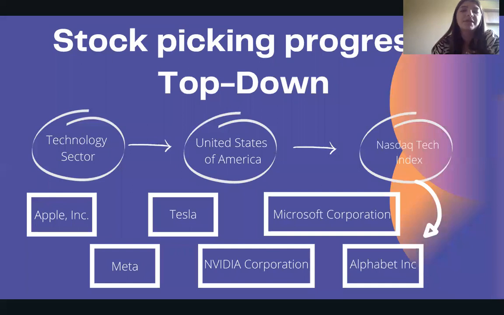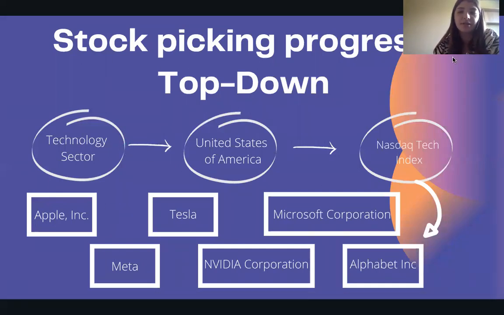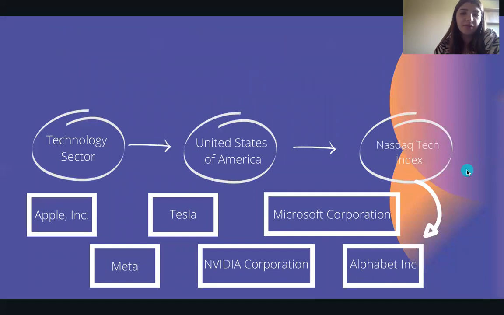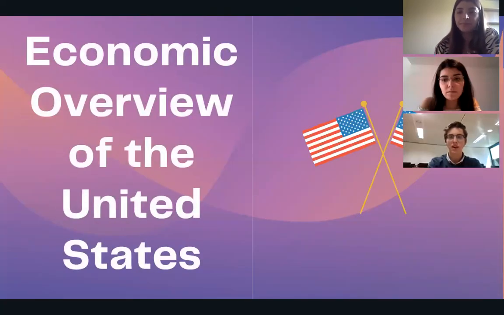Now here you can see the stock picking progress. So first we were assigned the technology sector. For this we choose the United States, and here an index that was the Nasdaq, and from here the 6 companies. Thank you very much, Maria Andrea.